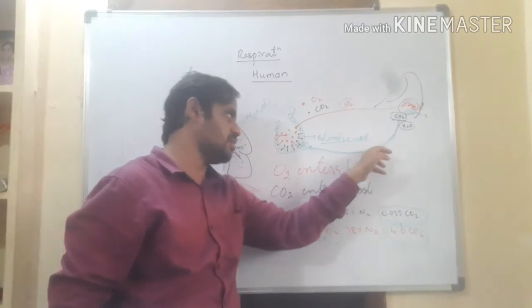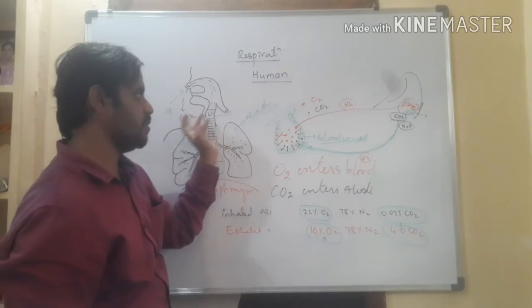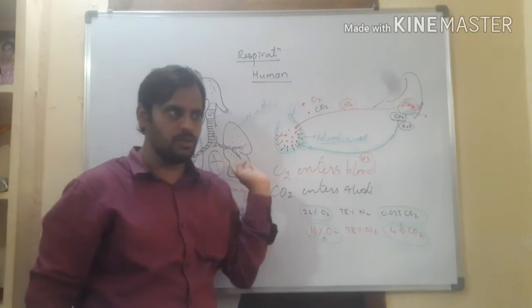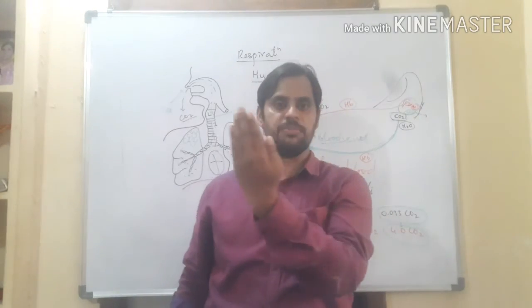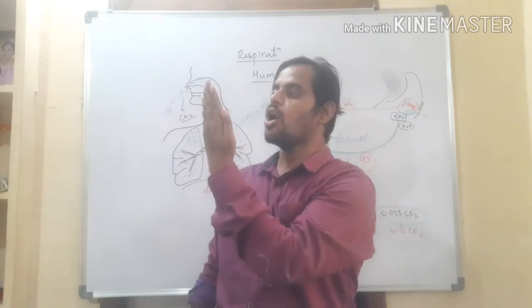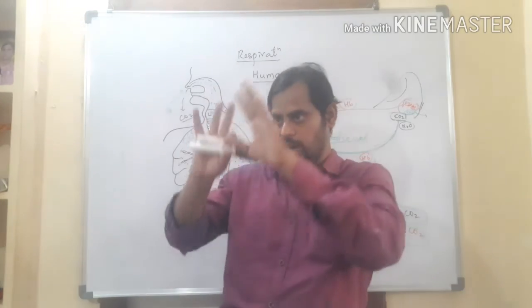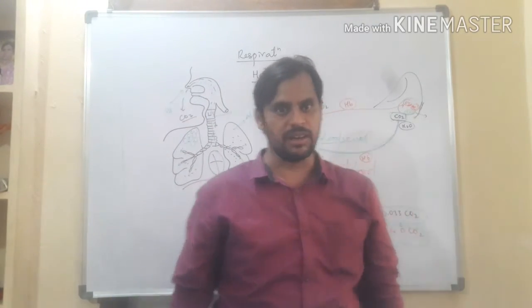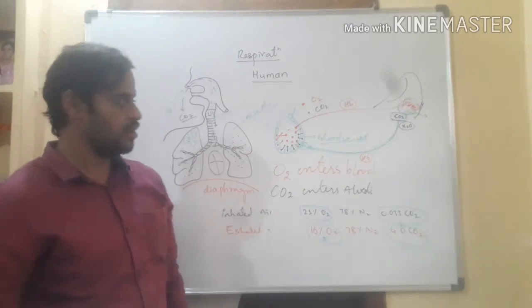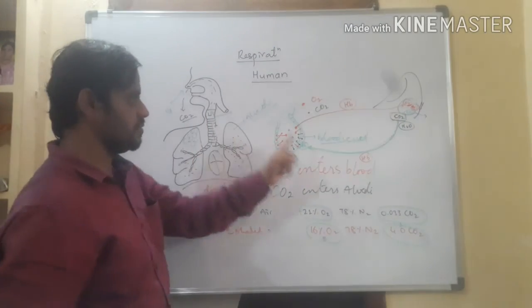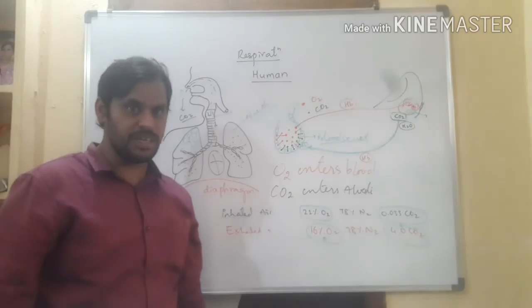Now this carbon dioxide and water is sent out of the body in exhalation. You can see the water vapor in exhalation by keeping a mirror in front of you. Then what happens? The water vapor appears on the mirror. So it indicates water vapor also comes out. Right? So this is the process of respiration in human beings.